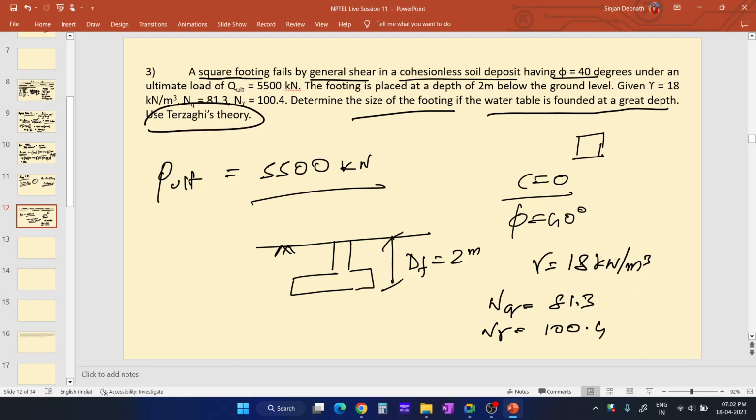Okay, use Terzaghi's theory. Suppose the water table is at a great depth, such that it does not have any influence on the bearing capacity of the foundation.